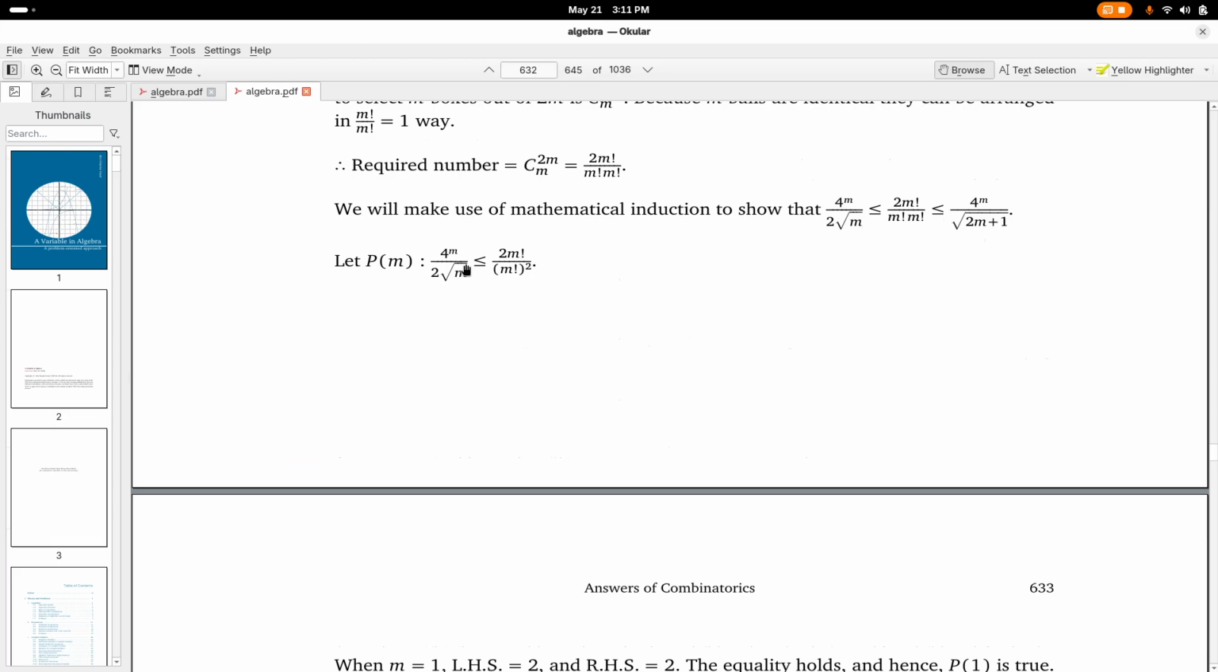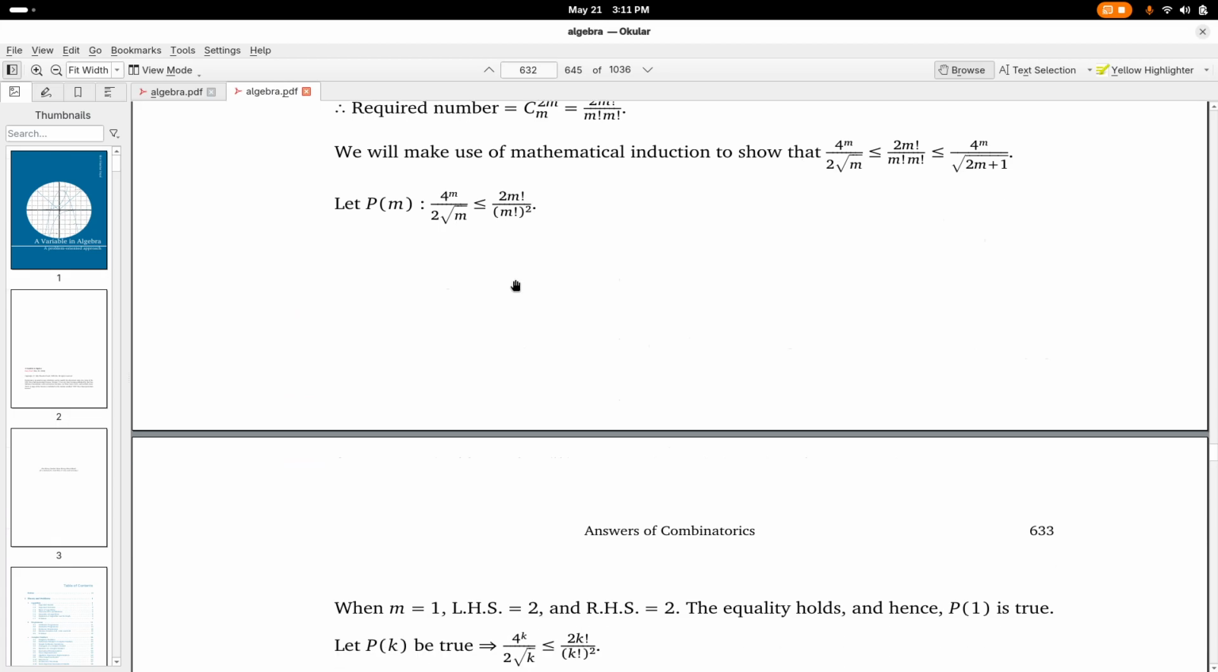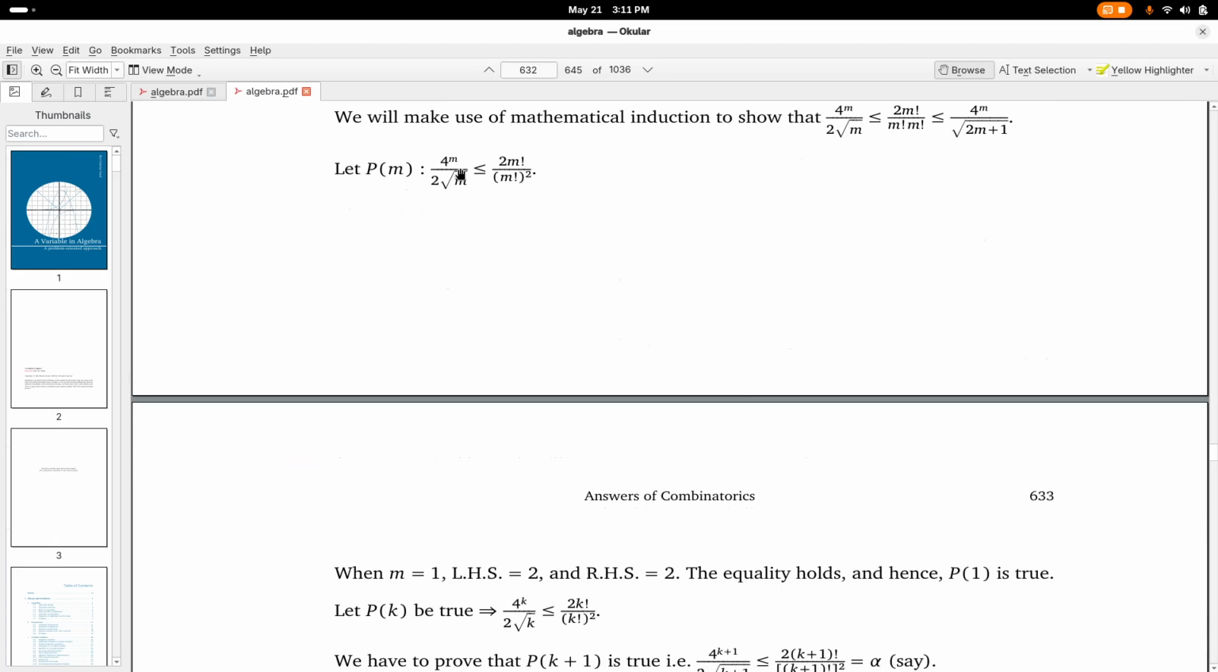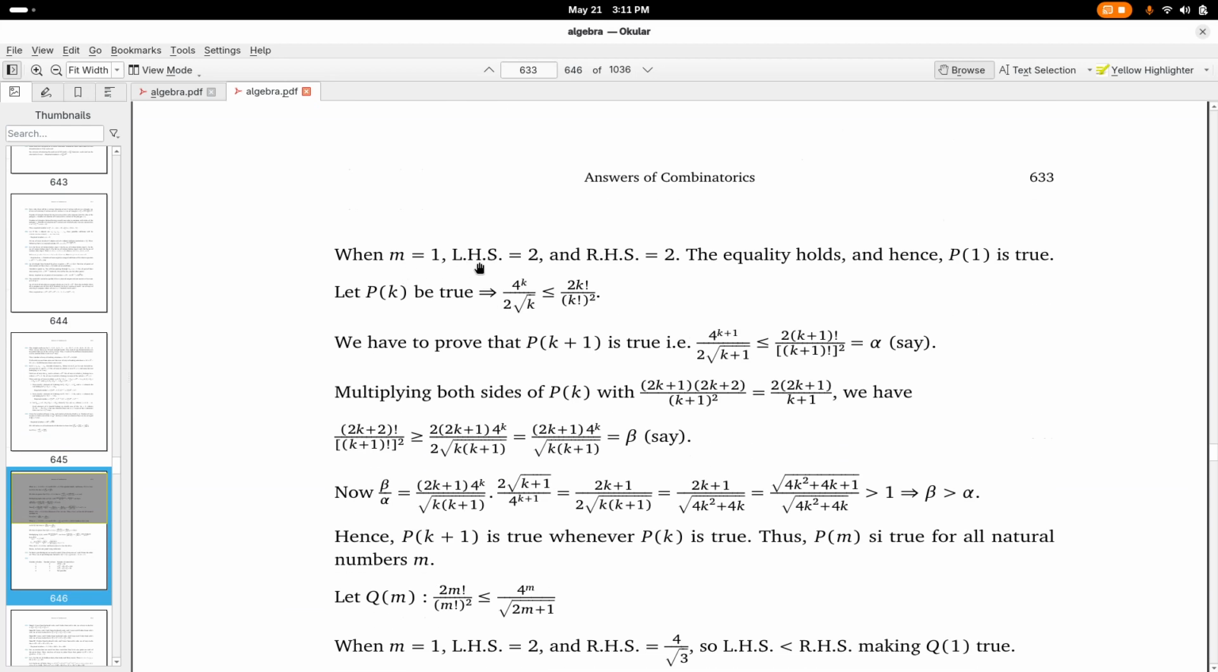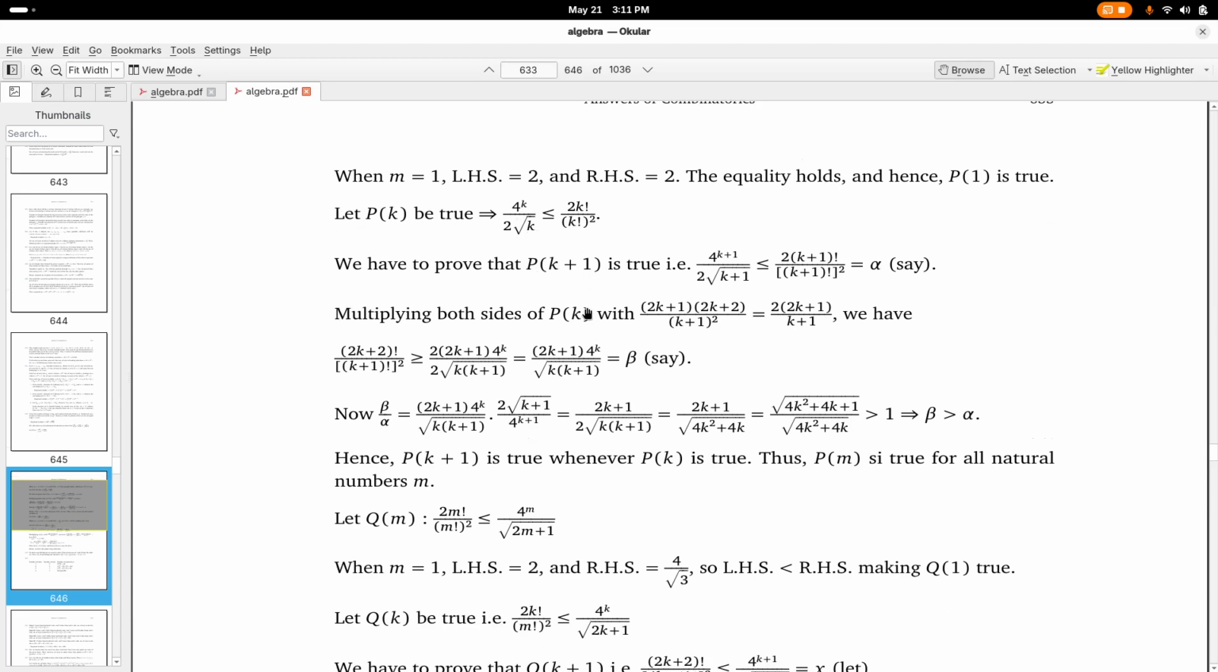So first we will show the relation that 4 to the power m divided by 2 square root of m is less than or equal to 2m factorial divided by m factorial square. So we let Pm represent this inequality. When m is equal to 1, left hand side and right hand side are equal to 1, so equality holds and P1 is true. Let Pk be true, that is 4 to the power k divided by 2 square root of k is less than or equal to 2k factorial by k factorial square.